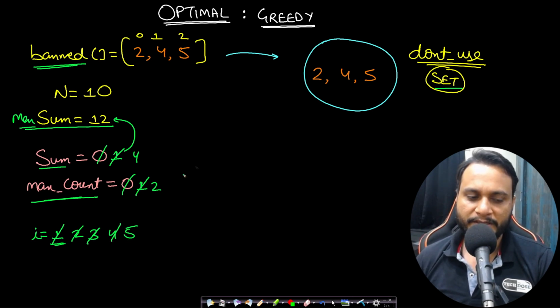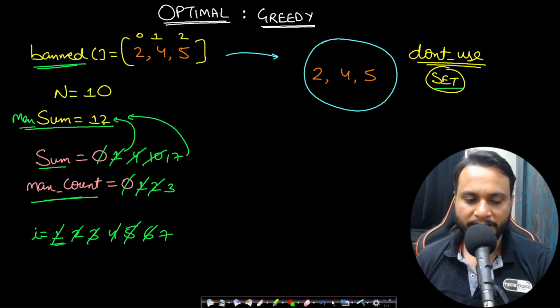5. 5 is also present in the set. 6. 6 is not present in the set. If you add 6 to the sum, it becomes 10. 10 is less than or equal to 12, so this is a valid addition. If you see the next number 7, 7 is also not present in the set. If you add it to the sum value, it becomes 17, and 17 is greater than 12. So this is not a valid addition, and any higher number will never give you a sum value less than or equal to 12, right? So we will stop here, we will break out, and our final answer is 3.